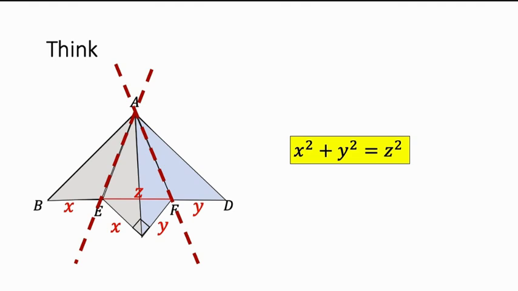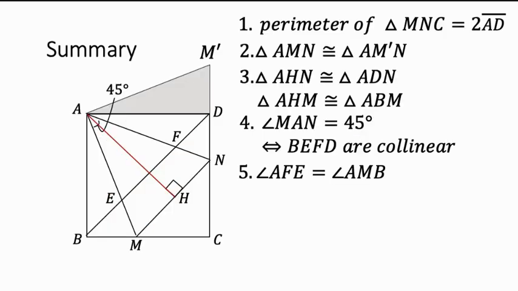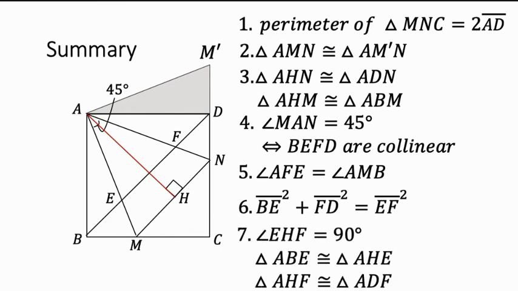I'd like you to remember these two initiatives because these two will be really important in our next lecture. Let's now do a quick summary. The 5 points listed above are the points that we've already talked about. The 6th point is that BE squared plus FD squared will be equal to EF squared. And the 7th point is that we have found that the angle EHF will equal 90 degrees, and ABE and AHE, AHF and ADF are congruent with each other.